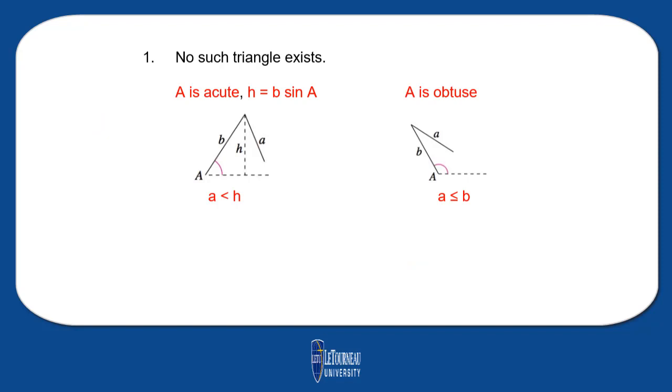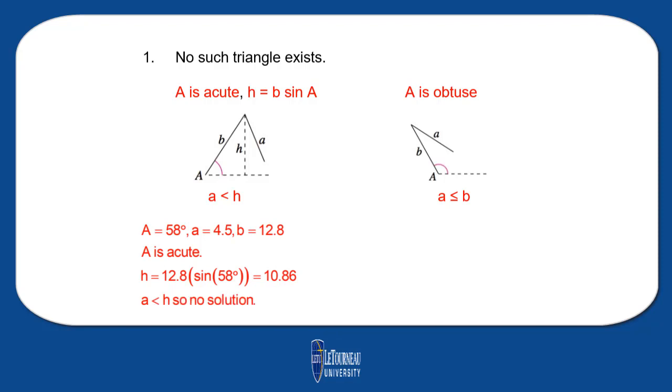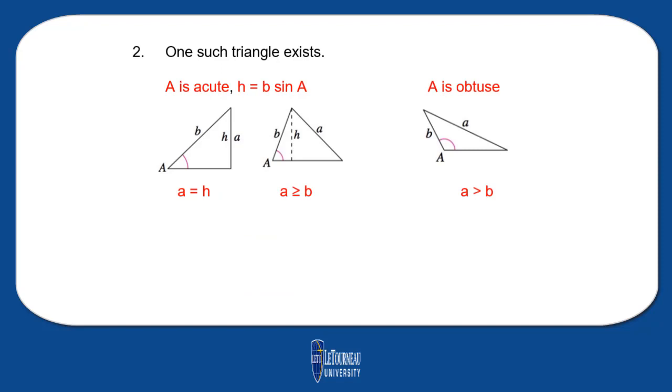For the no such triangle exists case, notice the two situations here. A is acute, but a is less than the height of that triangle. Right? And so I give you an example of that. The second situation is that A is obtuse, and when A is obtuse, notice that the third side can't reach the first side. I'd be good if I spelled obtuse right. Okay. And so a is less than or equal to b, so no solution.